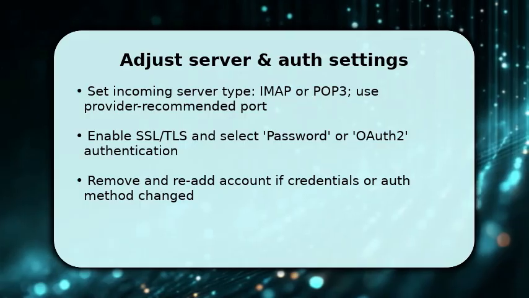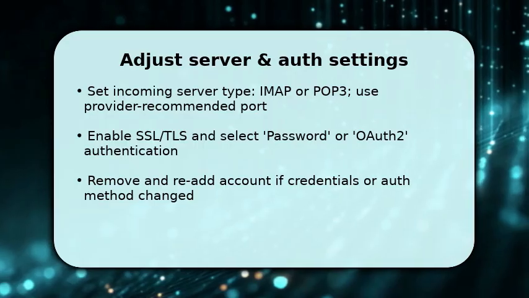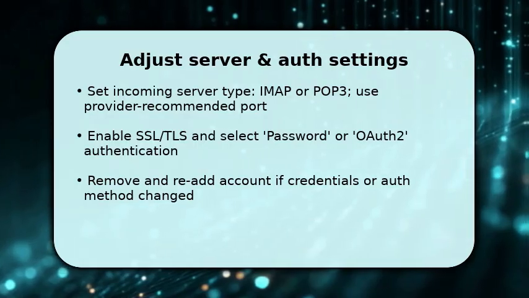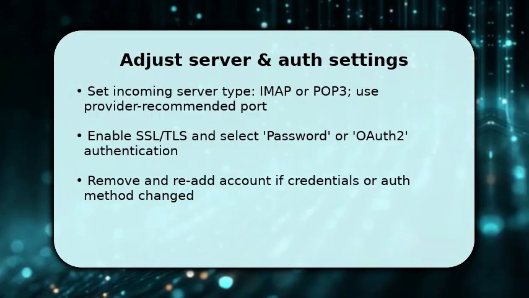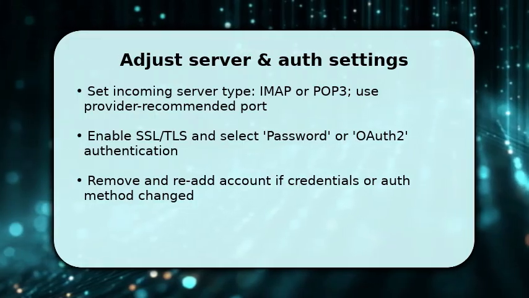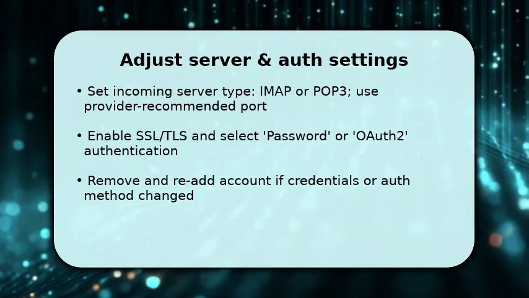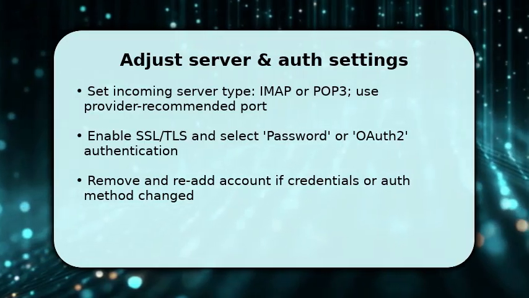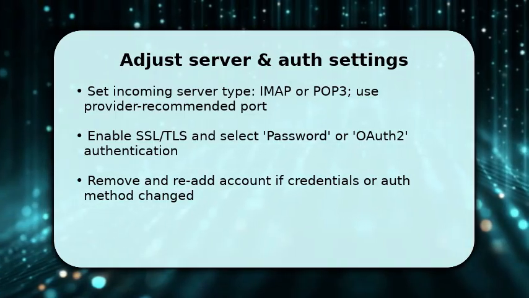Next, modify the account settings to match provider requirements so authentication succeeds. In Account Settings, edit the incoming server type and enter the exact port. Common ports are 993 for IMAP SSL and 995 for POP3 SSL. Make sure encryption is set to SSL/TLS and choose the correct authentication method. Use OAuth 2 if your provider requires modern auth.